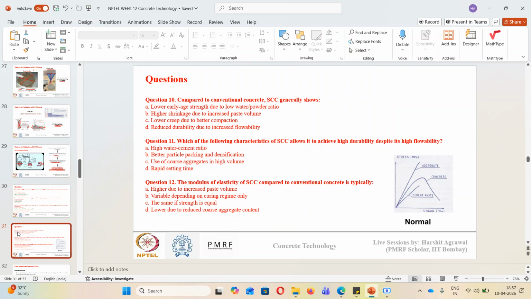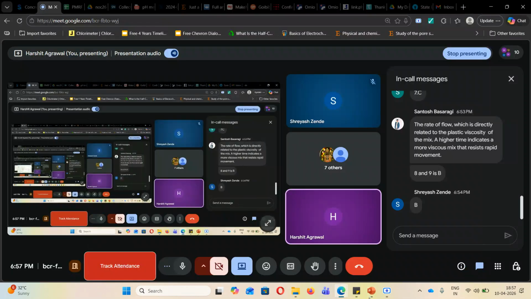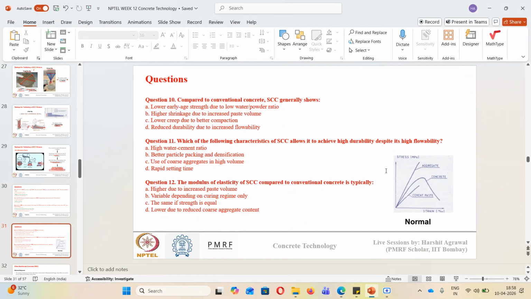Okay, try to answer these three more questions regarding self-compacting concrete. Through questions you will be able to understand the concepts more easily. And these are some very standard questions which can be asked in exams also. So compared to conventional concrete, a self-compacting concrete generally shows what properties? Can anyone tell me the answer for question number 10?